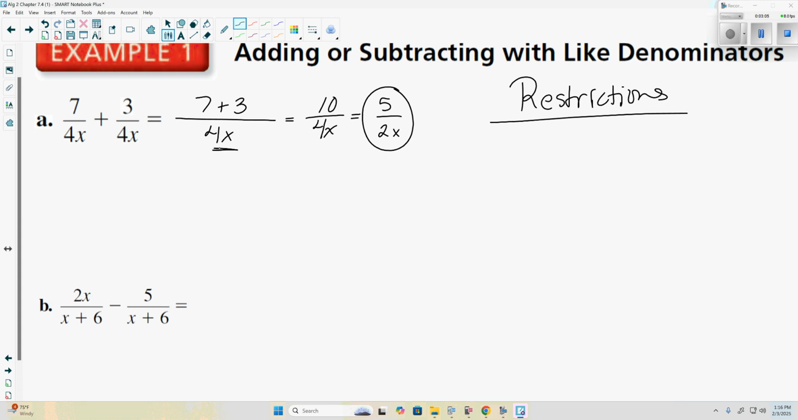So here we're saying that if 4x is equal to 0, we have a division of 0, it doesn't work. So if x is 0, the denominator would be 0. We can't have that. So we're saying that x cannot be 0. Because if x is 0, we have a division of 0, it doesn't work.